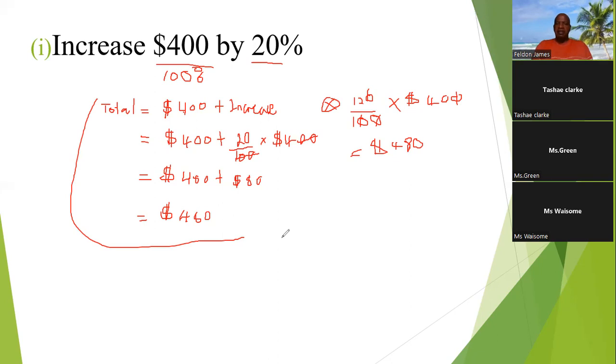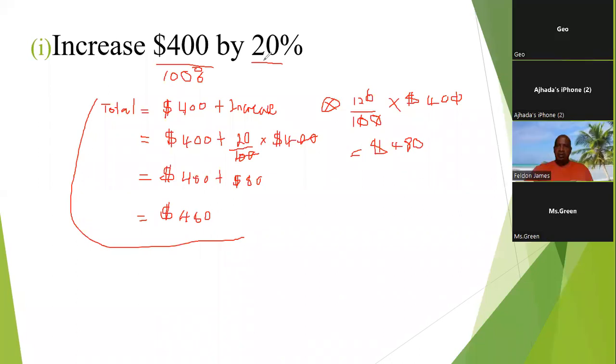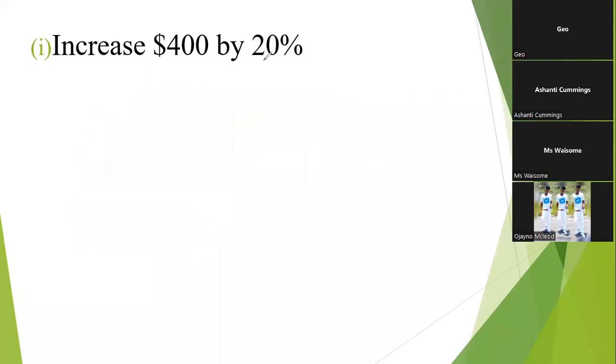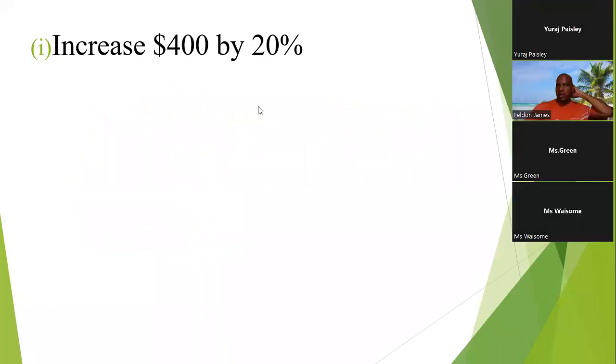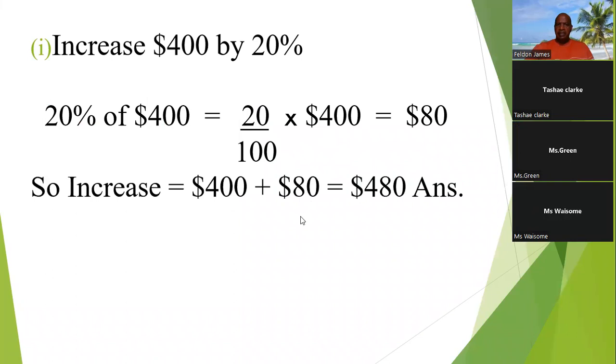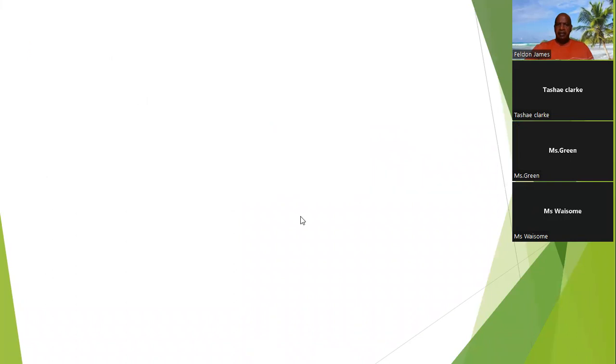And yes, there was the one where you can work out 10% and then times it by 2 and then add it. All right, is that clear to everyone? Let me see the hands of those who are clear about what I've just done. All right, good. All right, so this was the answer from the previous working.